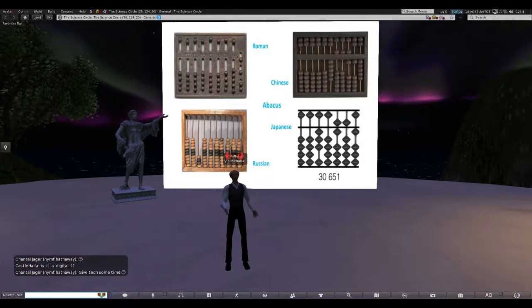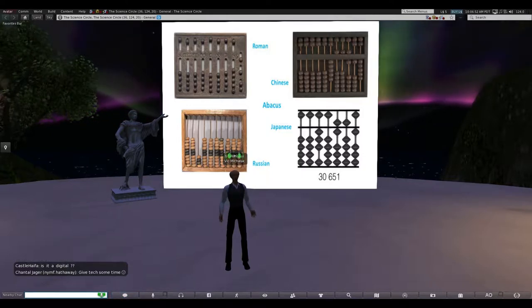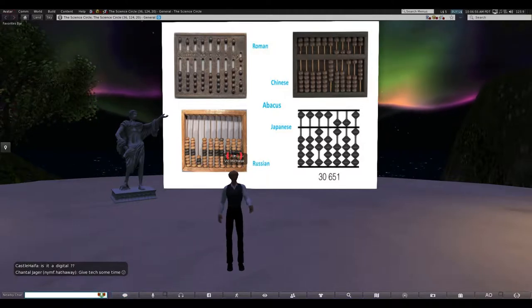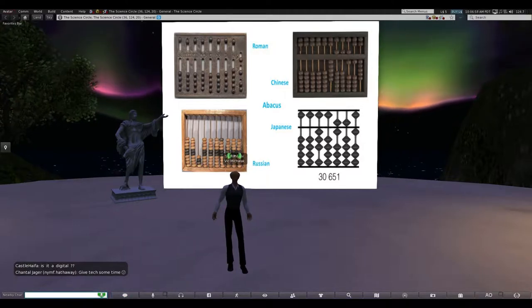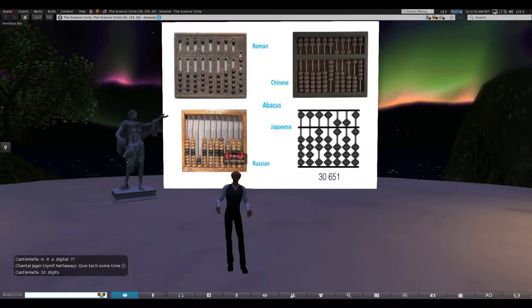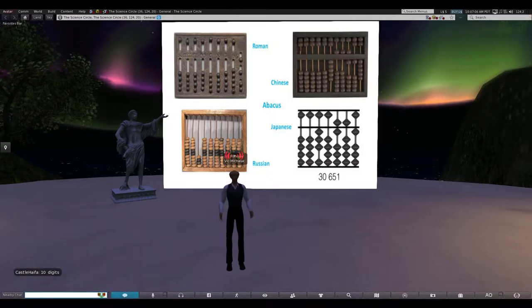Well, let's say that it's a mechanical device, but the concept is digital. What do I mean by that? Well, first of all, let's look at what this is. This is a device that's been around for many years, in fact, a couple thousand years. And yes, it is a decimal system.